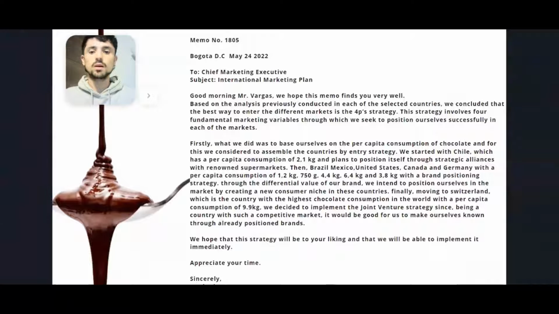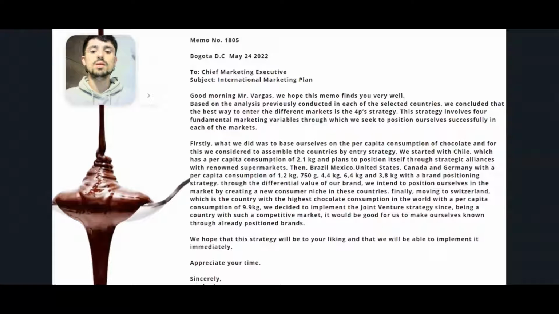We started with Chile, which has a per capita consumption of 2.1 kilograms and plans to position itself through strategic alliances with renowned supermarkets. Then, Brazil, Mexico, United States, Canada, and Germany, with a per capita consumption of 1.2 kilograms, 750 grams, 4.4 kilograms, 6.4 kilograms, and 3.8 kilograms, with a brand positioning strategy. Through the differential value of our brand, we intend to position ourselves in the market by creating a new consumer niche in these countries.